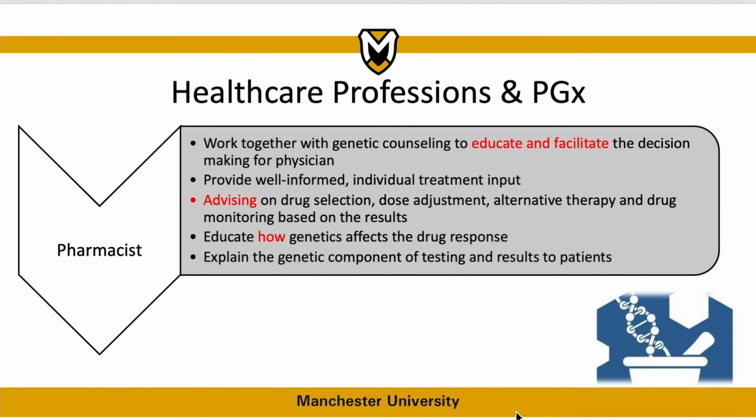And pharmacists are really important. They are really leading the way in pharmacogenomics because they work together with genetic counselors to educate and facilitate decisions made with the physician. They provide well-informed individual treatment inputs. They advise on drug selection, dose adjustments, alternative therapy, and drug monitoring based on the genetic testing results. They can educate providers and patients on how genetics affects the drug response and also explain what genetic testing results mean to the patients.